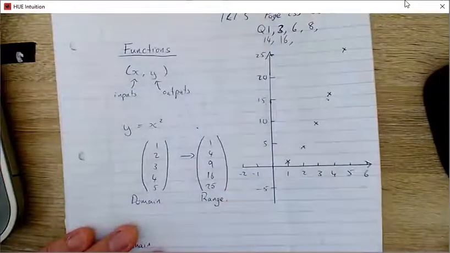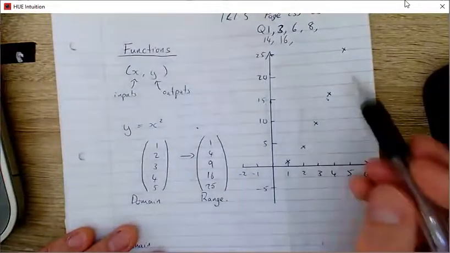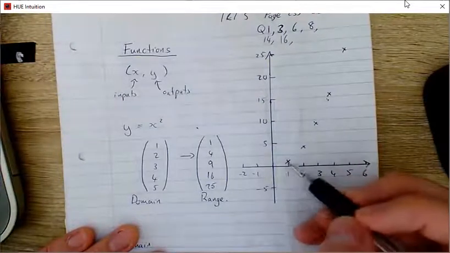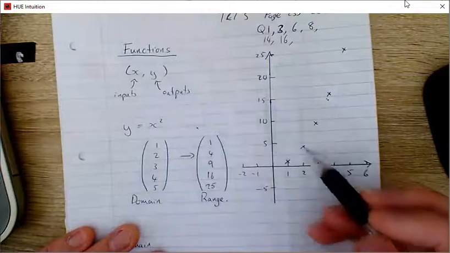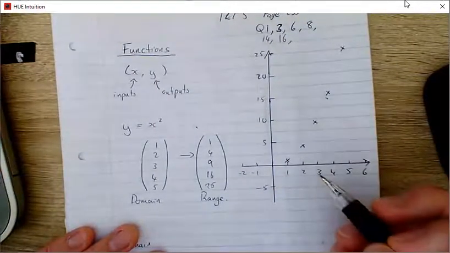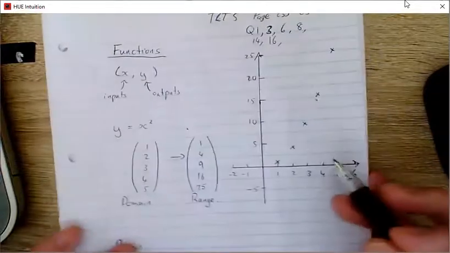Another way of demonstrating that same set of numbers is on a coordinate diagram. You see here, 1 goes with 1, 2 in gets 4 out, 3 in gets 9 out, 4 in gets 16 out, 5 in gets 25 out. Okay, so these are functions.